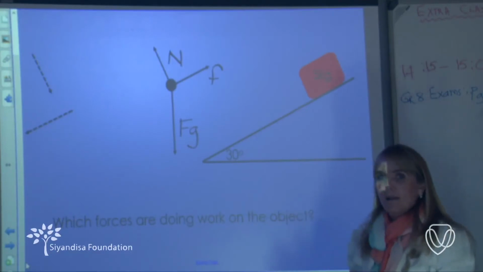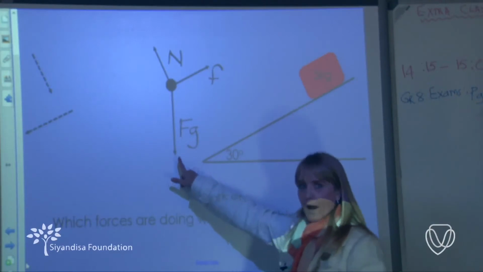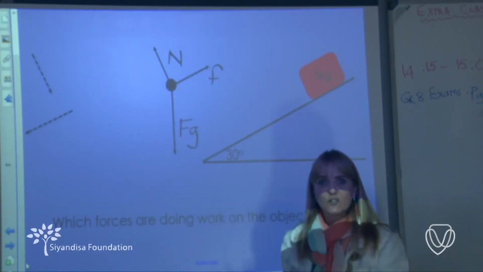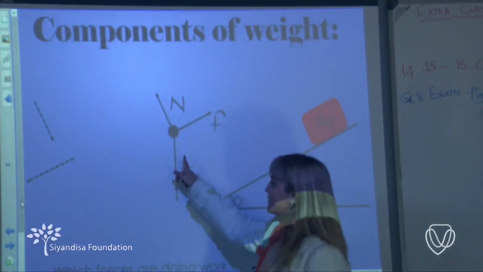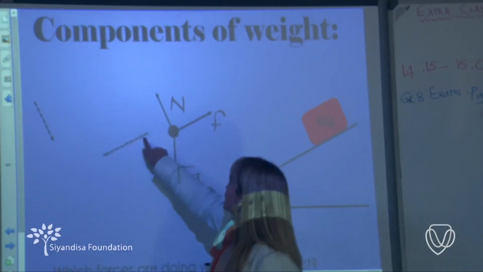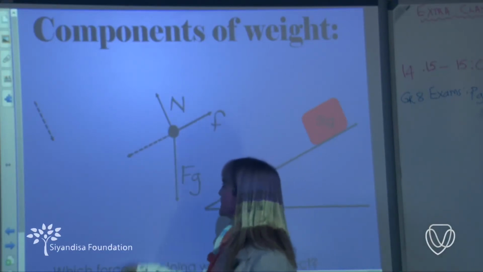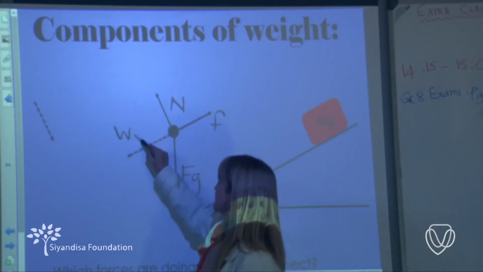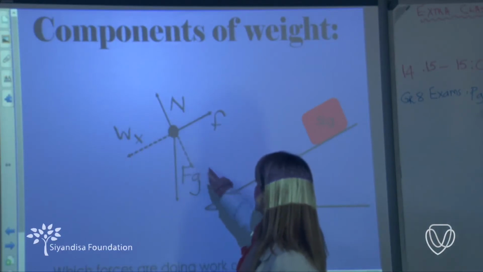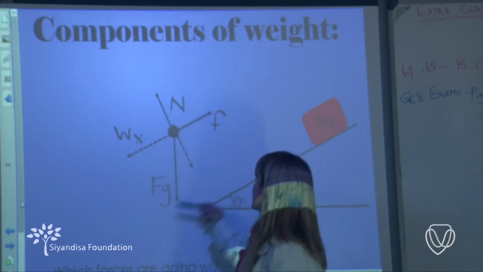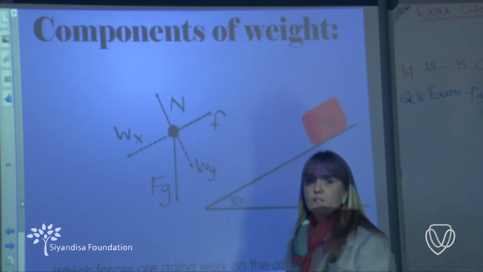Now you need to remember that because the object is on a slope, this force due to gravity, weight, can be broken down into 2 components. And this is work that we did in grade 11. That force can be broken down into Wx, which is the parallel component of weight, and it can be broken down into Wy, also called the perpendicular component of weight.